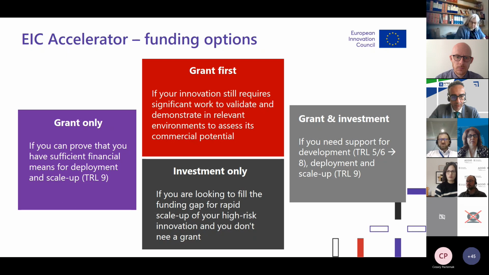We have 4 instruments, as you know. It's grant only, grant first, investment only, and grant and investment, which is called the blended. The most important ones, and the ones that I think we should concentrate on, are grant only, grant first, and blended. Investment only is difficult because a company needs to have a preceding grant with us, with Accelerator, which makes things much more complicated, and an award decision takes a very long time.